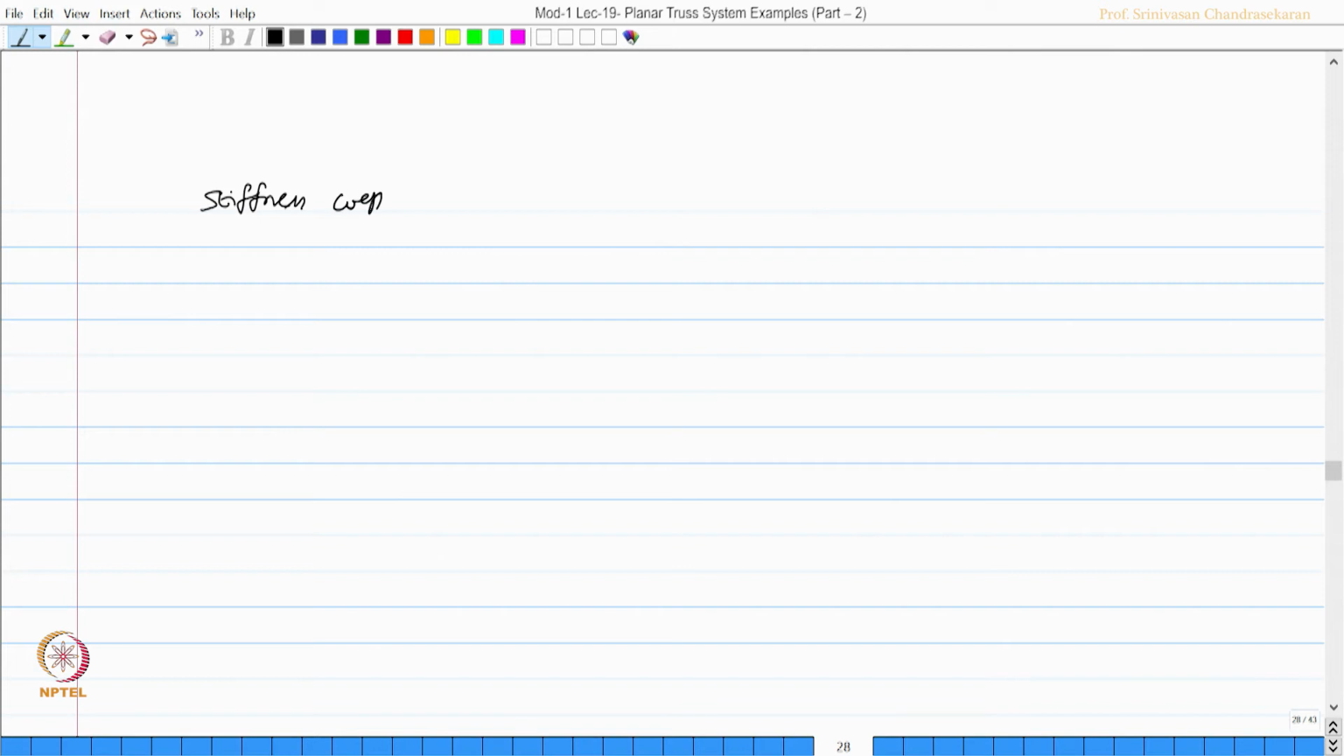The stiffness coefficients for the members AB, BC and so on are nothing but AE by L. I can find out the value and get the local stiffness matrix. Let us look at the program.